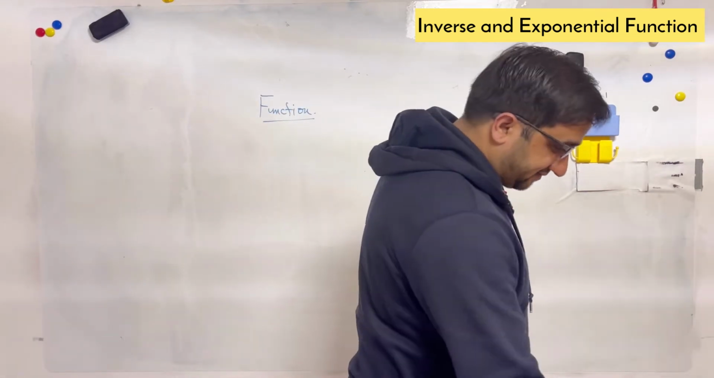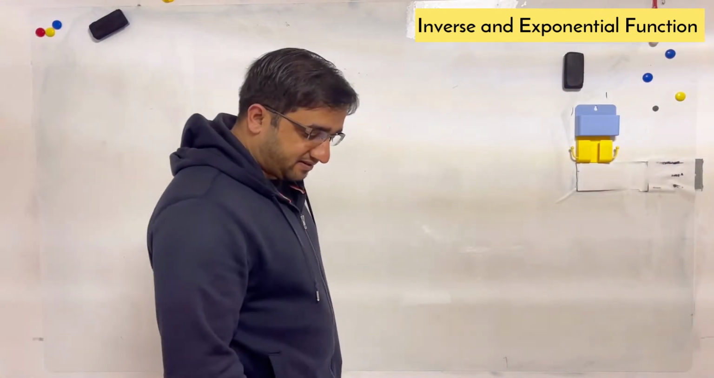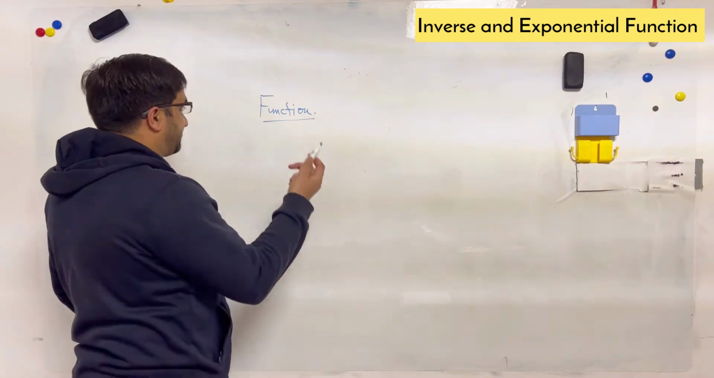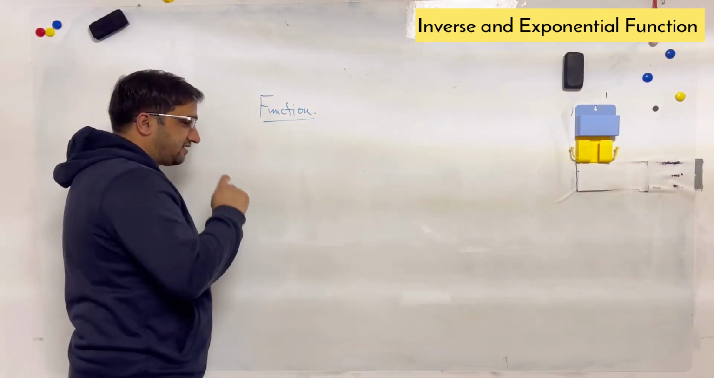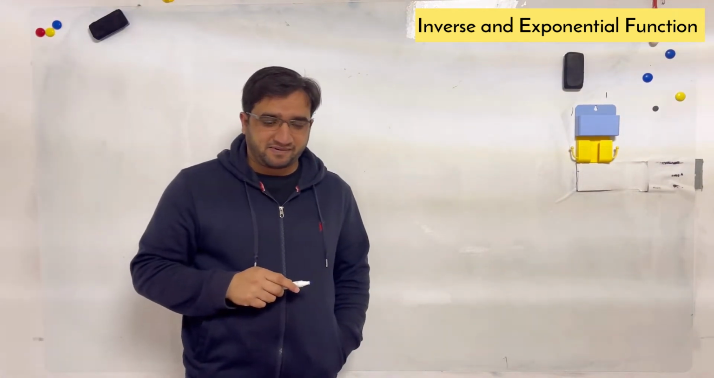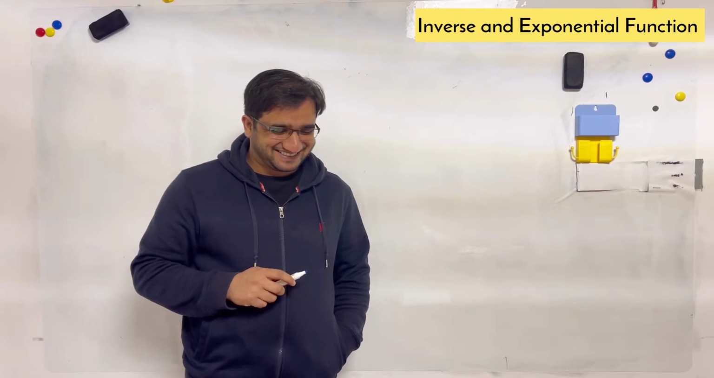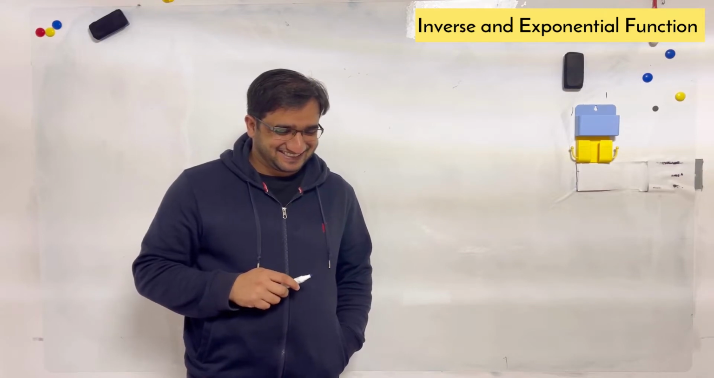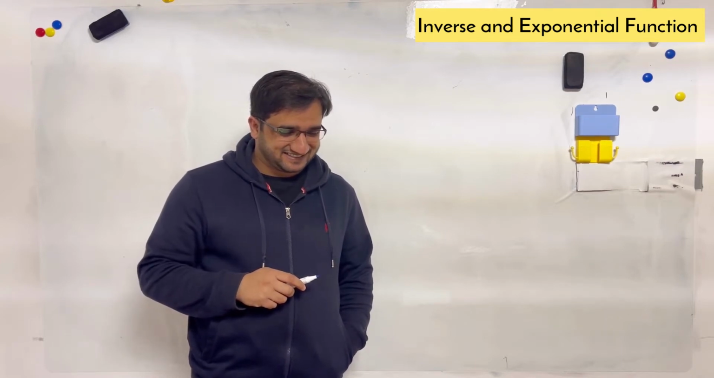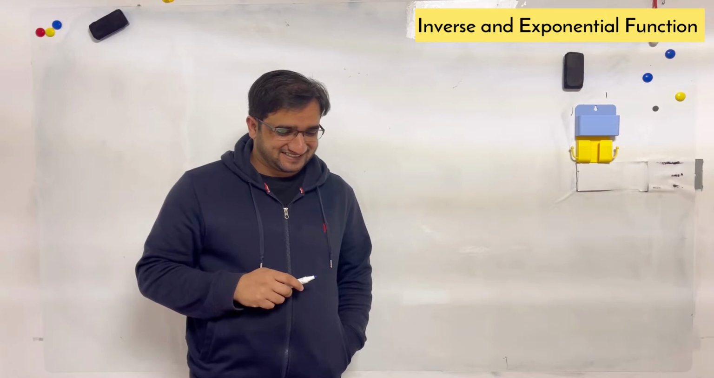Set of rules for... What set, sir, of rules? If X and Y are two non-negative sets and if we have such a rule that a unique y belongs to capital Y for every x belonging to capital X, then f is called a function from the set capital X to the set capital Y.